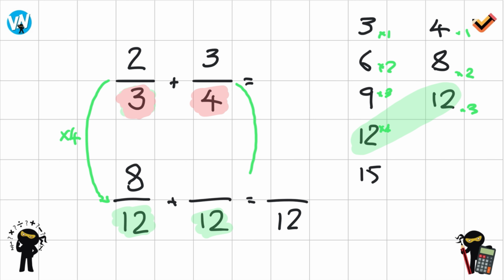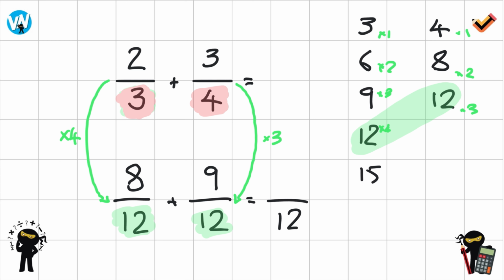And again, we're going to do the same on the other side. How have we got 4 to 12? Well, essentially, we've times by 3, haven't we? Okay. 4 times 3 is 12. So I'm just going to make a little note, times 3. So again, we've done 4 times 3 is 12. We're going to do the same to the numerator. 3 times 3 is 9. Very, very simple.